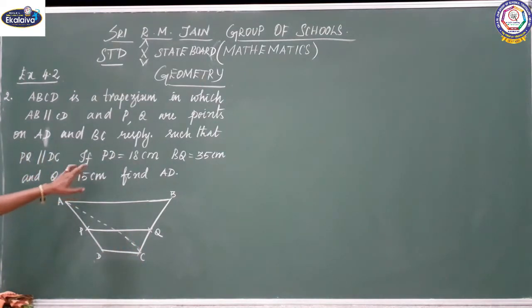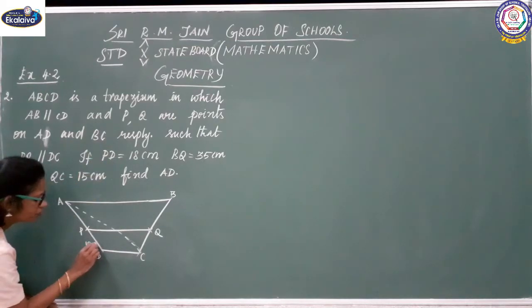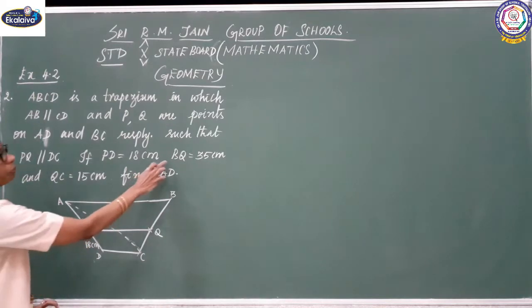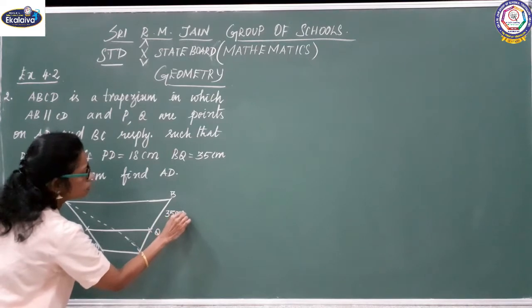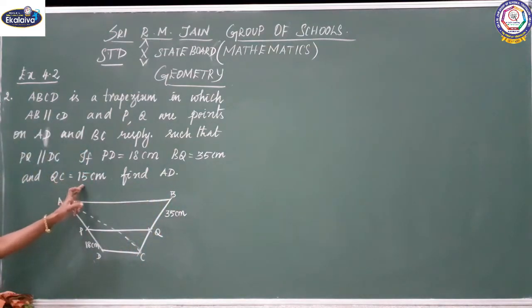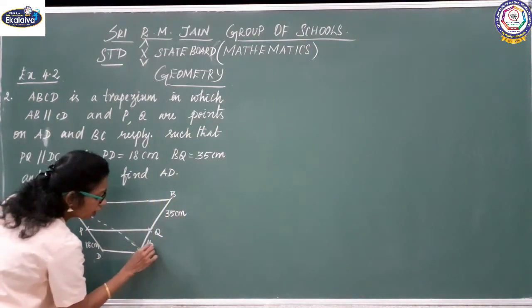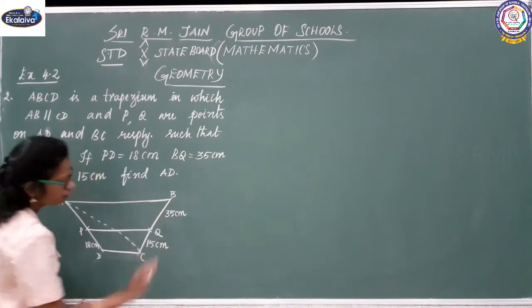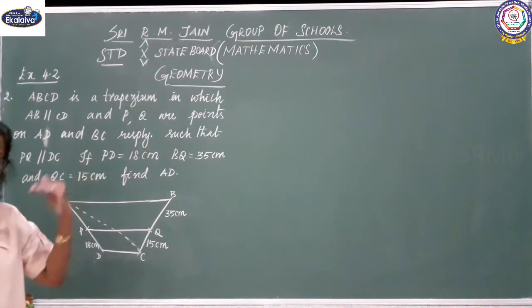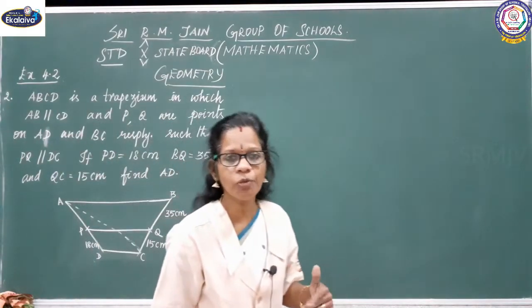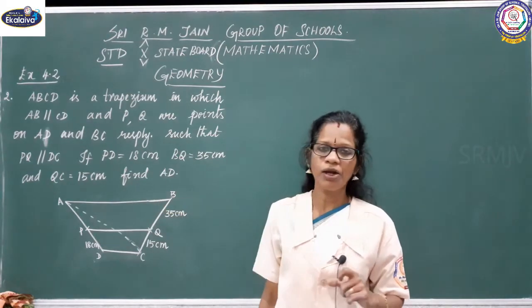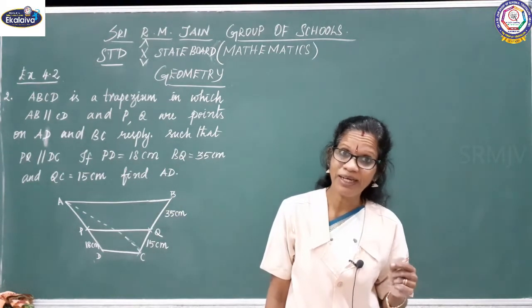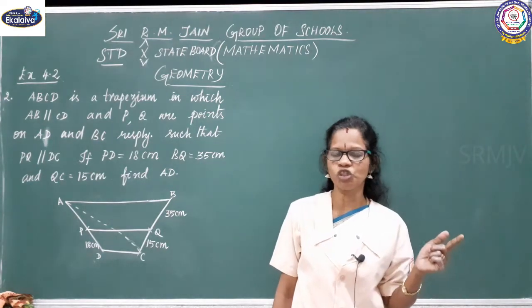What is given: PD equals 18 centimeter, BQ equals 35 centimeter, QC equals 15 centimeter. But you have to recall the theorem. Using the theorem only we are going to get the value of AD. What is BPT? BPT, or Thales, or basic proportionality.